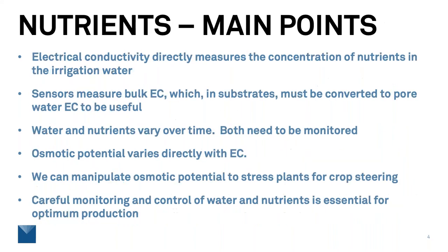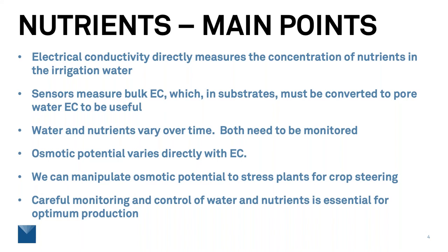In the second lecture, we focused on the measurement of nutrient concentrations in substrates. We showed that we could accurately predict the concentration of nutrients by monitoring the electrical conductivity of the water in the substrate pores. But to determine that concentration, we needed accurate measurements of the bulk electrical conductivity and the water content of the substrate. The root environment is dynamic, and so continuous monitoring is needed to correctly manage the root environment.